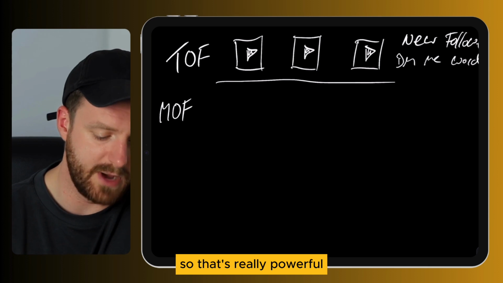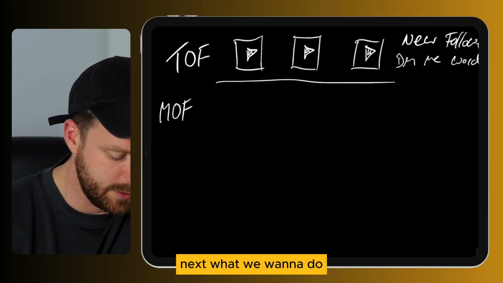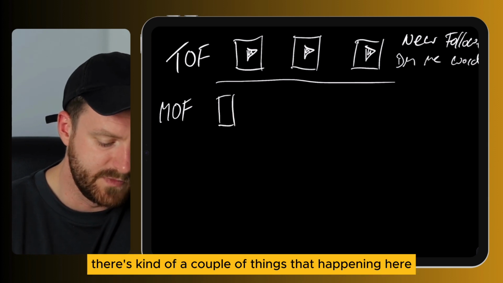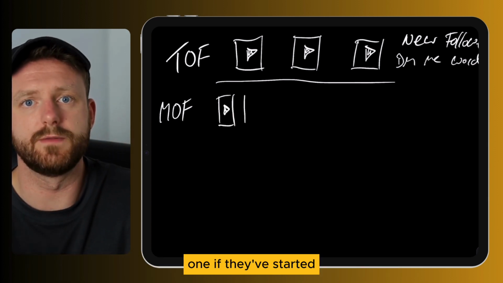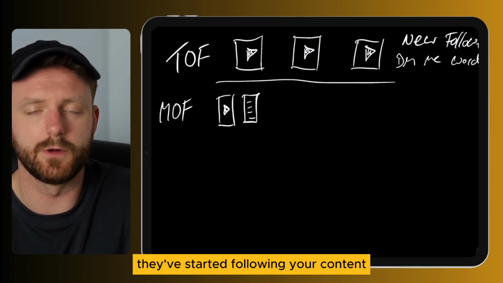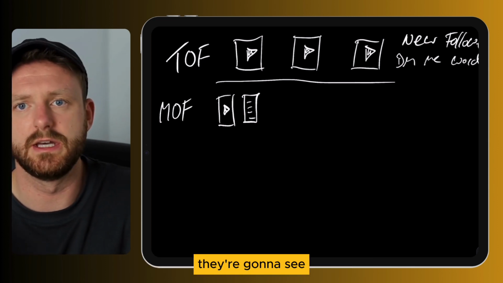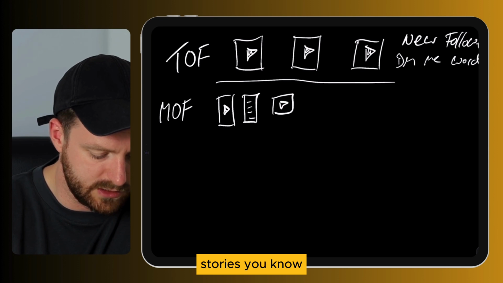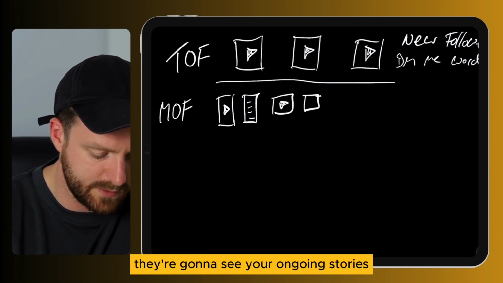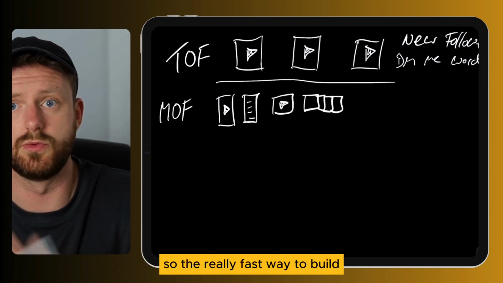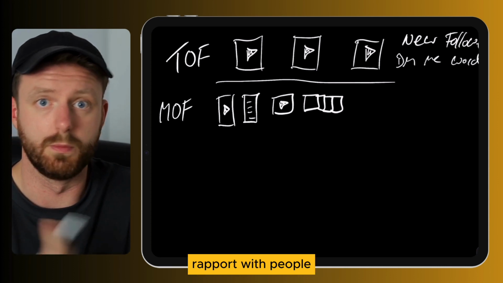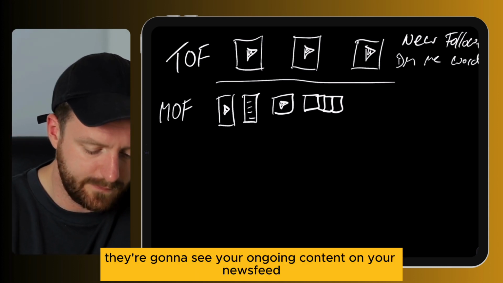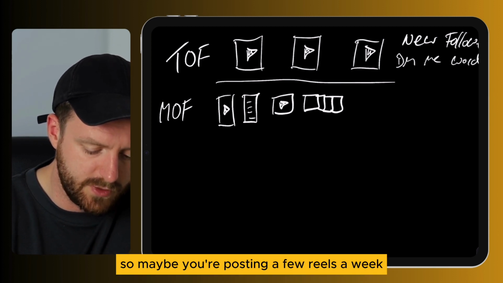So that's really powerful. Next, what we want to do is take them to what's called our middle of funnel. Now, there's a couple of things happening here. One, if they've started engaging with you and following your content, they're going to see your ongoing content. So they're going to see things like your stories. If you're writing or putting videos out, they're going to see your ongoing stories. So it's a really fast way to build rapport with people. They're going to see your ongoing content on your news feed. So maybe you're posting a few reels a week.